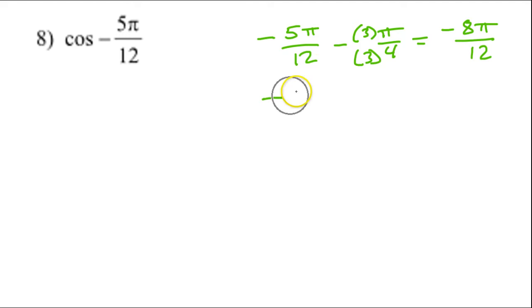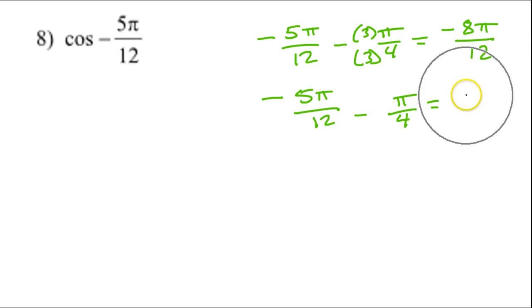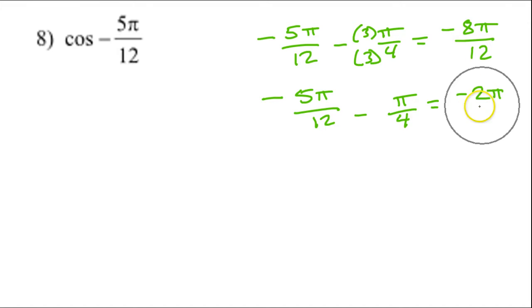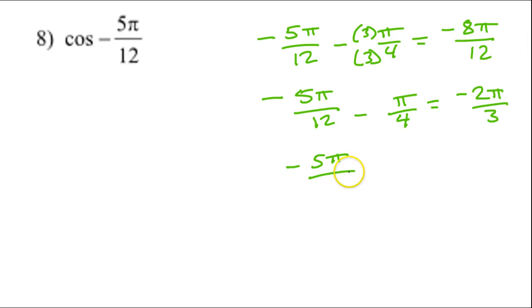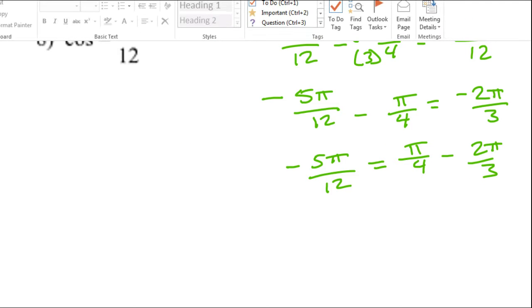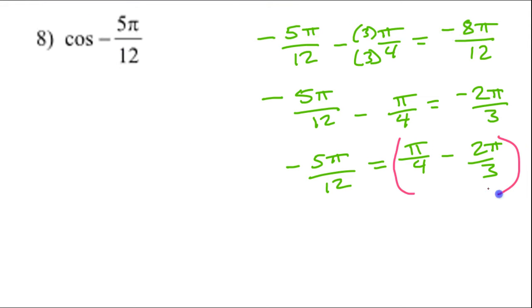Now I'm going to rewrite this equation reducing the two fractions that I can. So that's negative 5 pi over 12 minus pi over 4 is equal to, both of these are divisible by 4, so that's going to be negative 2 pi over 3. Adding pi over 4 to both sides, I get negative 5 pi over 12 equals pi over 4 minus 2 pi over 3. So now I can just make that substitution, because negative 5 pi over 12 equals this difference. I can rewrite the original problem as cosine of pi over 4 minus 2 pi over 3.